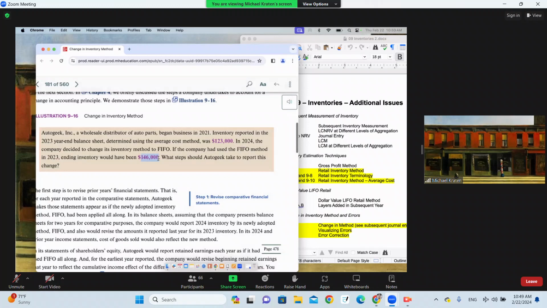But the bottom line is you were on one inventory method and your cost was 123 of the inventory asset. You switch to another one and suddenly, only because of the switch, the value of the inventory goes up to 146. So what you want to do is increase the value of the asset by 23, from 123 to 146. That increases the value of the company. And therefore, you would think you would increase revenue by 23.